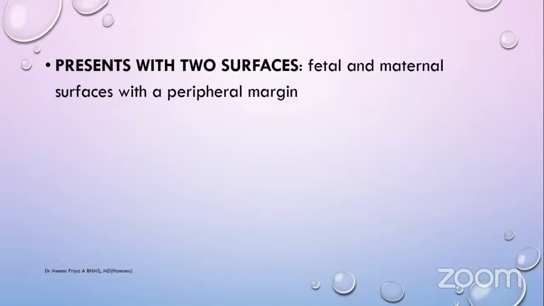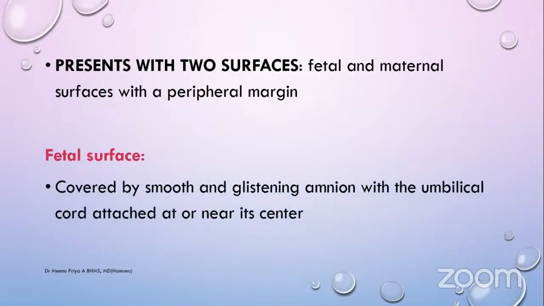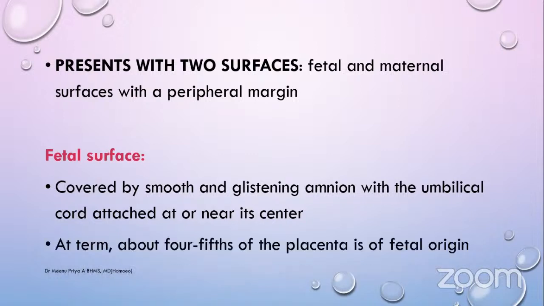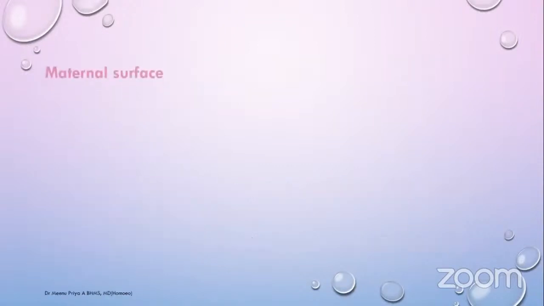The placenta presents with 2 surfaces, fetal and maternal, with a peripheral margin. The fetal surface is covered by smooth and glistening amnion with the umbilical cord attached at or near its center. So almost always the umbilical cord is centrally attached. At term, about 4/5 of the placenta is of fetal origin. That means 4 parts of 5 are fetal origin, and 1 part is from maternal origin by the time term has come.